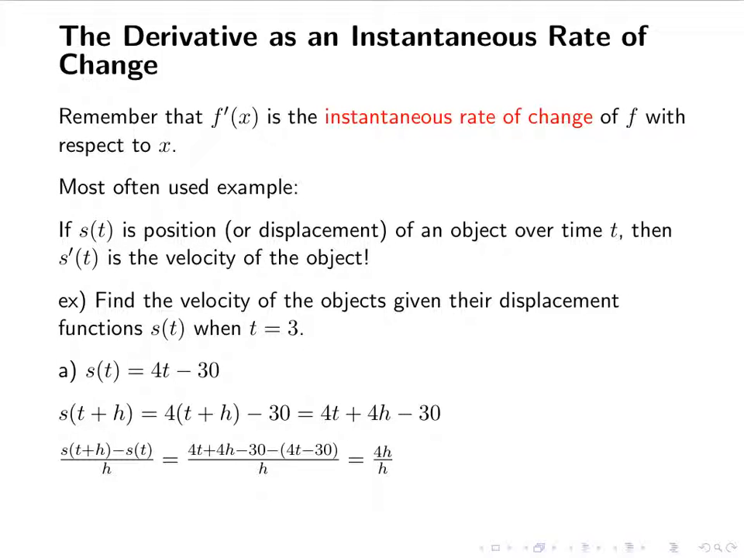Remember, if you're doing this correctly, then everything from your s of t will end up canceling, and everything that you have left will have an h. If it doesn't have an h, then something happened, so go back and double check. So 4h over h, that's 4. And the limit of 4 as h goes to 0 is just 4. So it doesn't matter that t is 3, because 4 is 4 is 4. So s prime of 3 is 4 because s prime of any t is also 4.